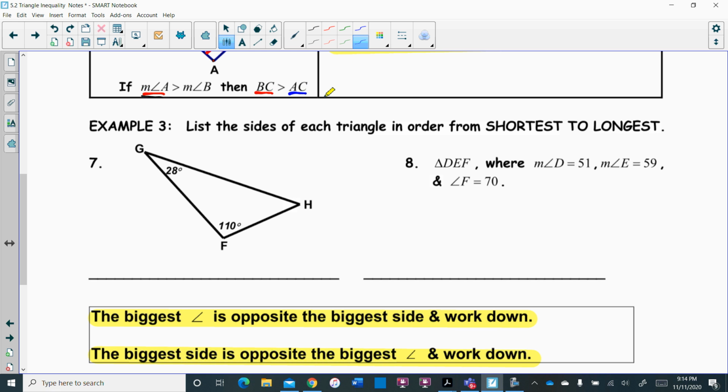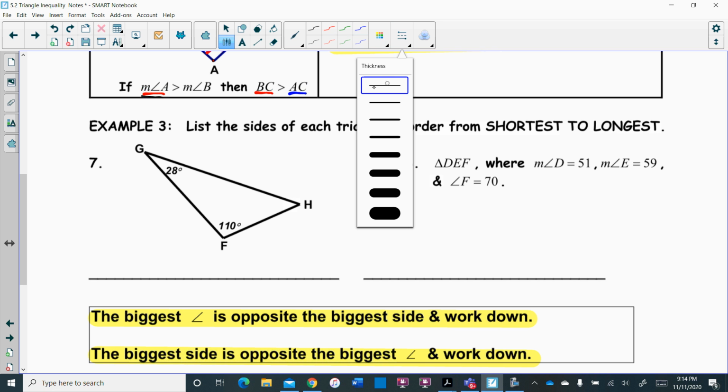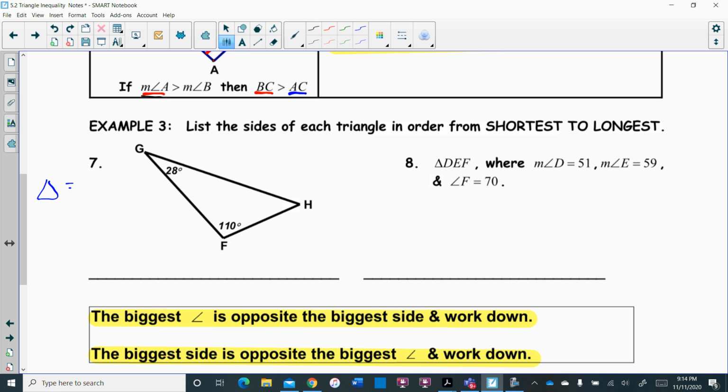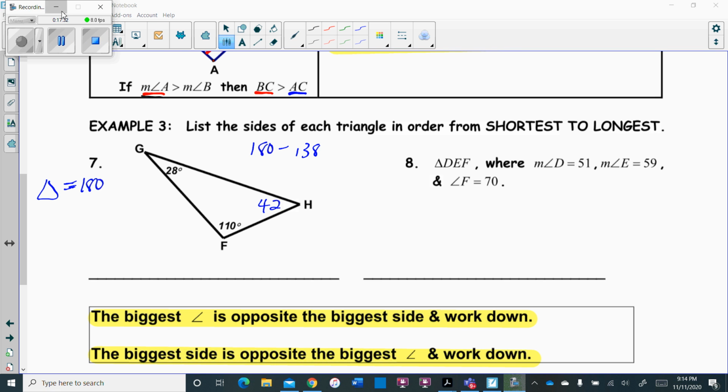So we're going to use our triangle sum theorem, which says all triangles have a sum of 180. So if I know right off the bat I have 28 and 110, so this is 138. Then I'm going to take that 180 and subtract from it. So this is going to give me 42 in this angle. Now I can compare. So they want us to find the shortest side, and in order to find that shortest side, you're going to have to get that smallest angle. And right there, you see, this is your smallest angle.